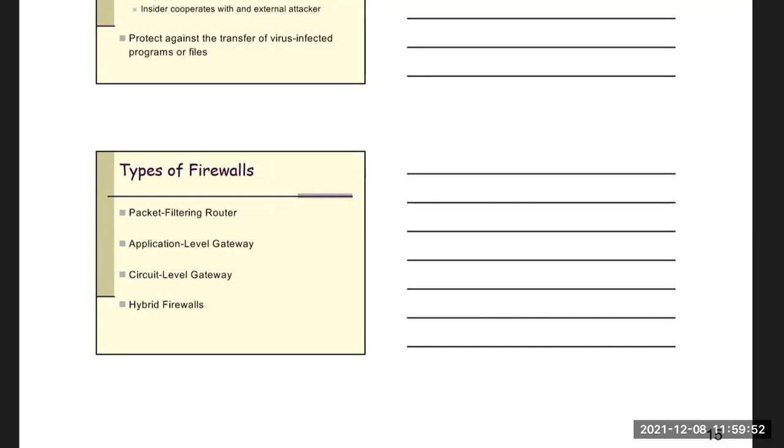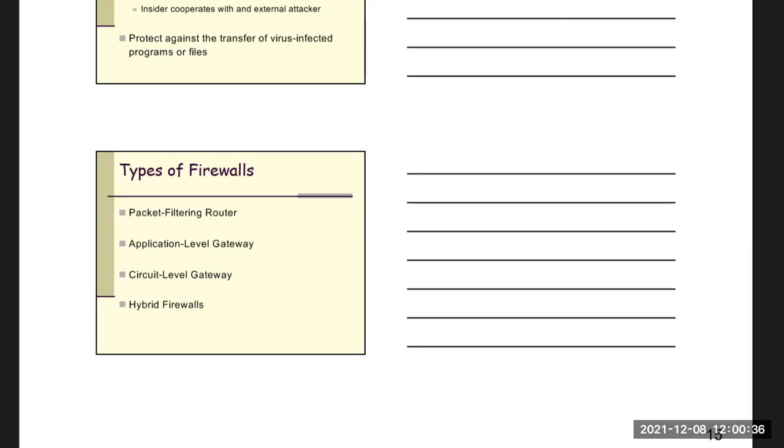Now, there are 4 types of firewall: the packet filtering router, which checks what packet is entering. If the packet is malicious, it will stop it, and if it is not malicious, it will allow the packet from the outer network to reach our destination. Then the application level gateway, the circuit level gateway, and hybrid firewalls. All of these are types of firewalls. But basically the packet filtering firewall is used by seeing which packet is entering.